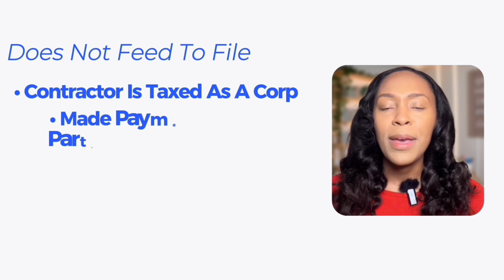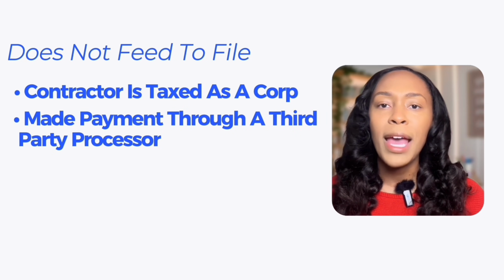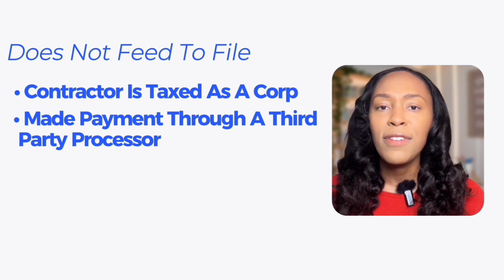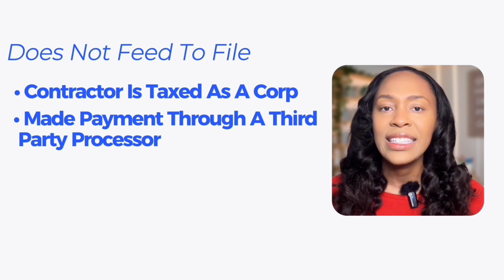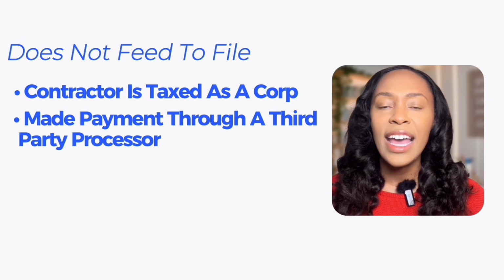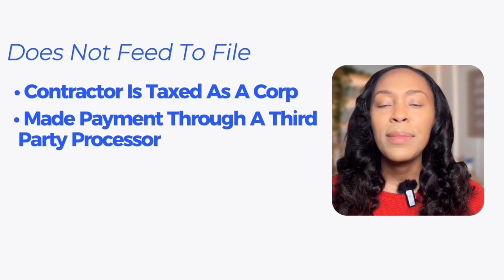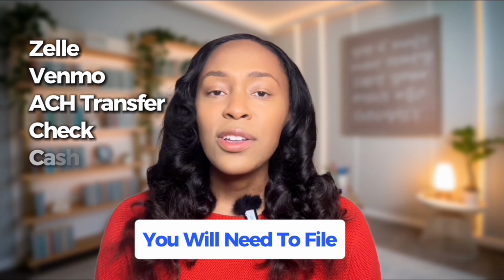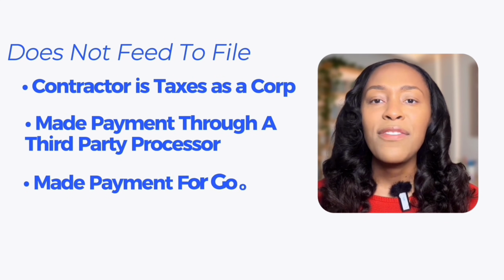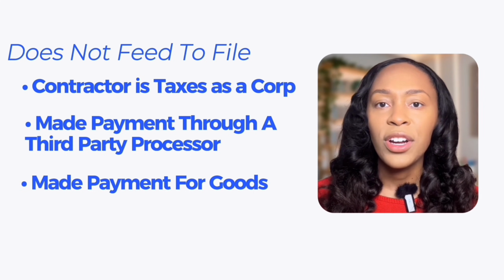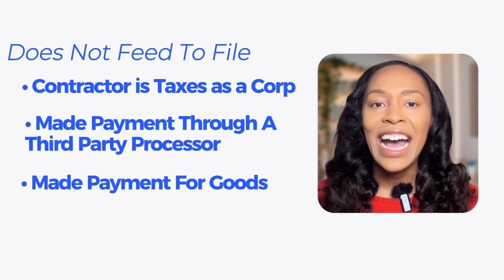Secondly, if you made the payment through a third-party processor like PayPal, Stripe, or Square, you're off the hook and do not need to file Form 1099 NEC. Those platforms are required to issue their own 1099-K to the contractor if they meet certain thresholds. But if you pay them through Zelle, Venmo, ACH transfer, check, or cash, that's on you. The third exception is if you made the payment for goods. And so if you bought products or inventory from a vendor, that's not reportable on a 1099 NEC.